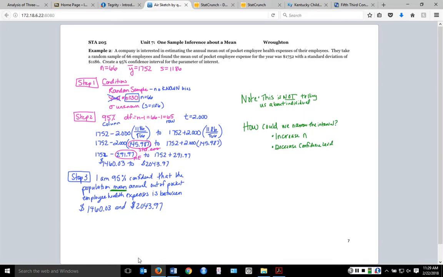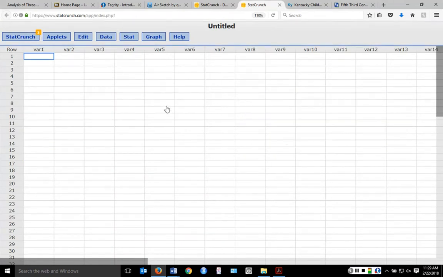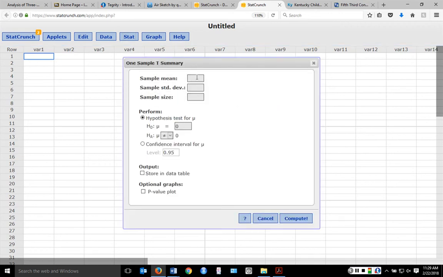The last thing I'm going to show you is, even though we do this by hand, you could actually still use StatCrunch to show that you get the same numbers. So if I pulled up my StatCrunch, we're going to go to the same place that we were for the hypothesis test. So I'm going to go to Stat, T Statistics, one sample with my summary. And just as before, I'm going to enter in all my values. So my sample mean was 1,752. My sample standard deviation was 1,186. And our sample size was 66.